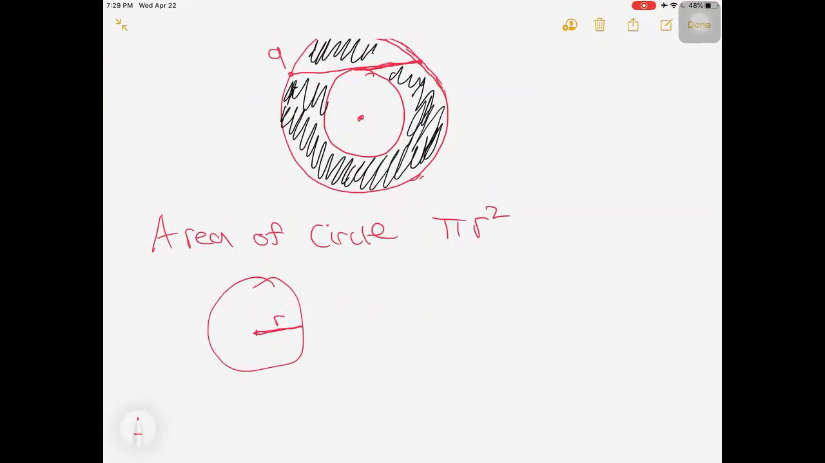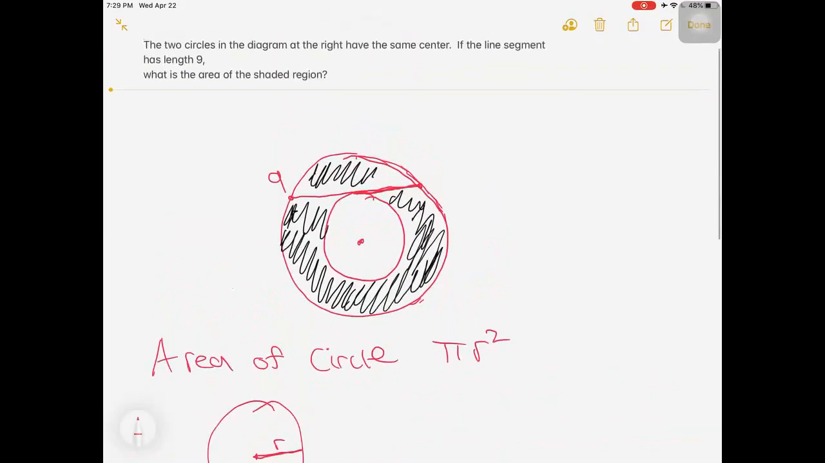If we want to find the area of the shaded region, what we want to do is find the area of the larger circle subtracted by the smaller circle. So let this be the radius of the larger circle, and we can let this be the radius of the smaller circle. So the smaller circle will have a radius of r, and the larger circle will have a radius of capital R.